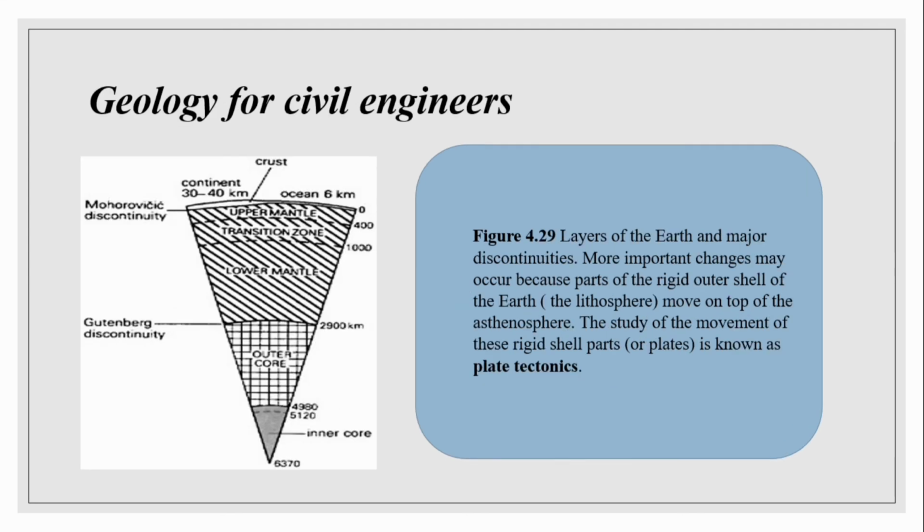Figure 4.29. Layers of the Earth and major discontinuities. More important changes may occur because part of the rigid outer shell of the Earth moves on top of the asthenosphere. The study of the movement of the rigid shell parts is known as plate tectonics. Plate tectonics is the theory dealing with the dynamics of the Earth's outer shell, the lithosphere, that revolutionized Earth sciences by providing a unifying context for understanding mountain building processes, volcanoes and earthquakes, as well as the evolution of the Earth's surface and reconstructing the past continents and oceans.